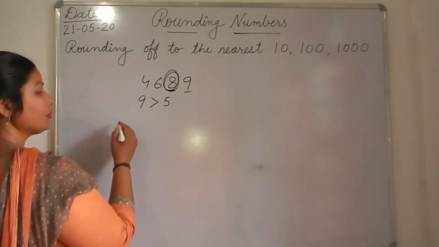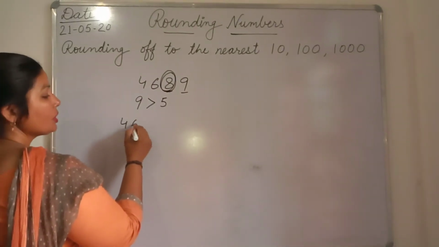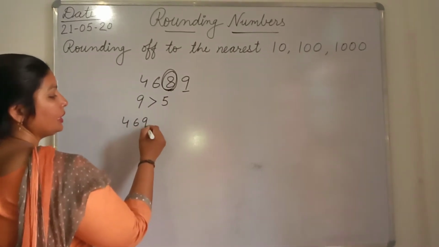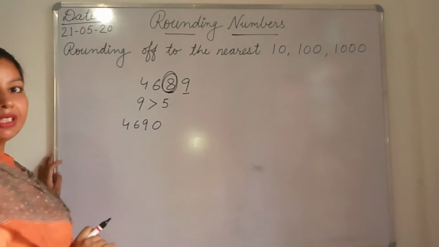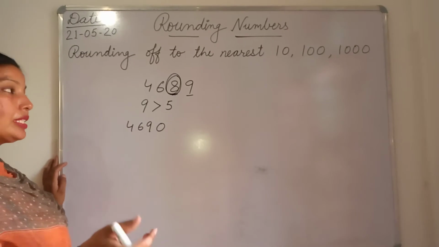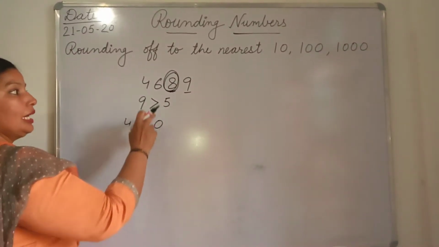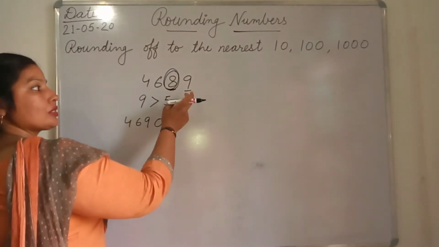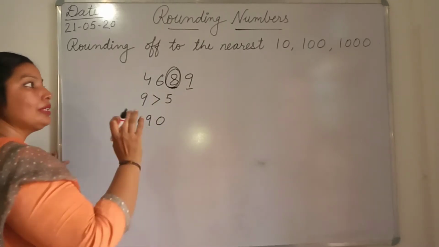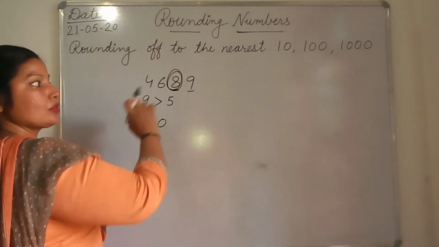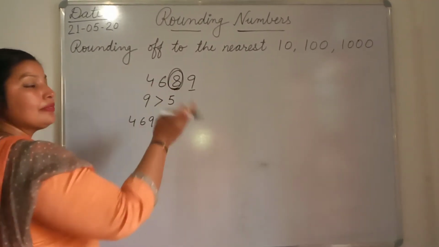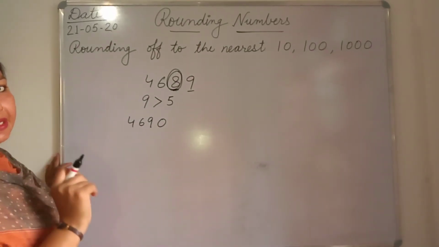So for rounding of tens, what will be the answer? 4, 6, now 8 will become 9, and ones column 0, because we are finding rounding of tens. So the ones column will be 0, and the tens column depends on the ones column. If the ones column is 5 or more than 5, we increase the tens column, and if it is less than 5, we will not increase.